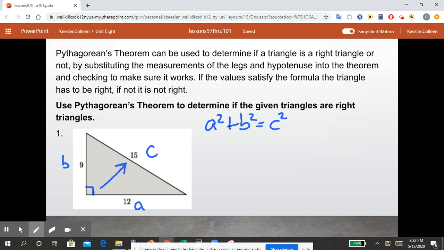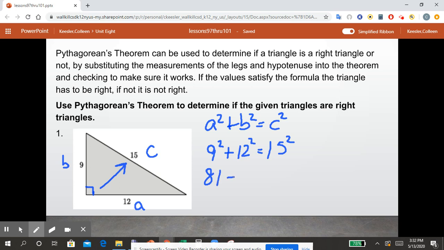So we're assuming that in this case, these three sides are giving us a right triangle by putting that right angle mark between the 9 and the 12. But we want to prove that it is or isn't a right triangle by substituting those lengths into the formula. So I like to go in size order. We can have A as 9 squared plus B as 12 squared equals C, which is 15 squared.